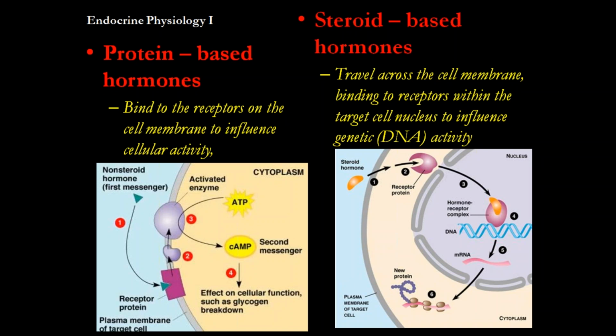The concept we need to remember about protein hormones is that this hormone is what we call the first messenger. This first messenger, small chains of proteins, is too big to pass the membrane, so it cannot make any effect on the cell directly. So what it needs is a second messenger.